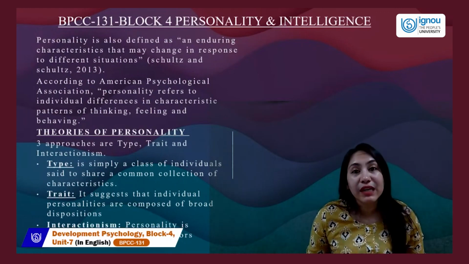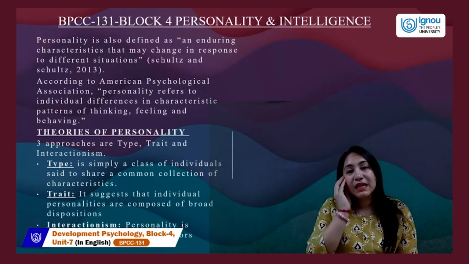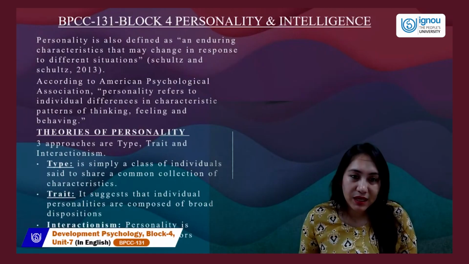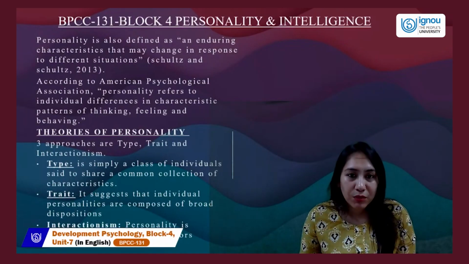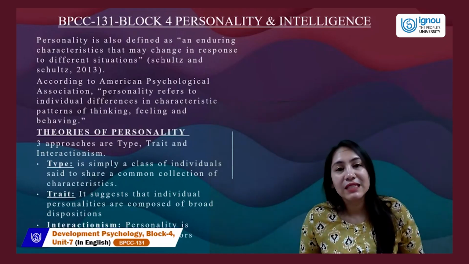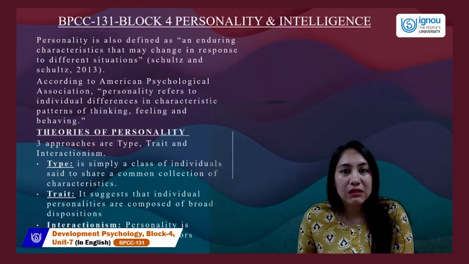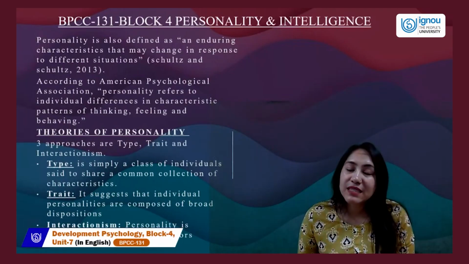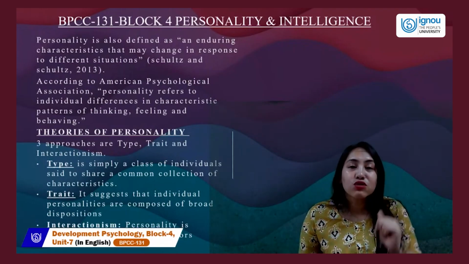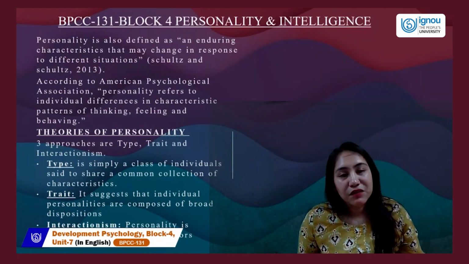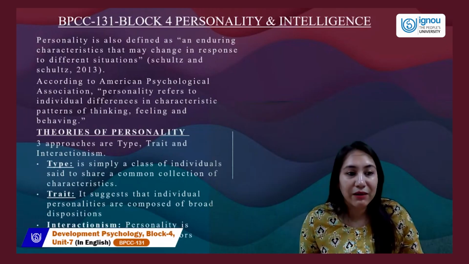Personality is an enduring characteristic which remains stable across time and situation. So we need to know that personality is not something that will keep changing time and again. It is an enduring characteristic, enduring that suggests something which stays for a longer period of time. And usually personalities are responses to situations. So Schultz in 2013 also stated that personality characteristics are formed when we tend to respond to situations. Also, according to APA, personality refers to individual differences characterizing someone's patterns of behavior, thinking, and feelings.